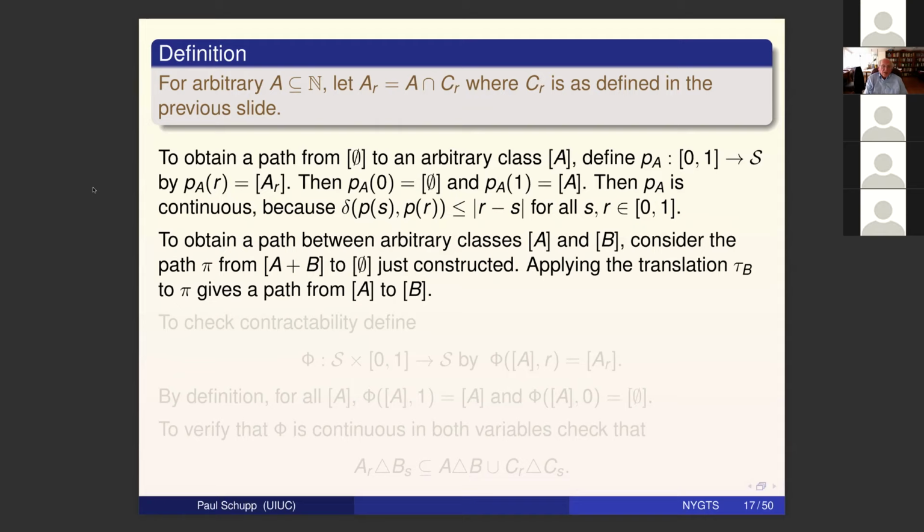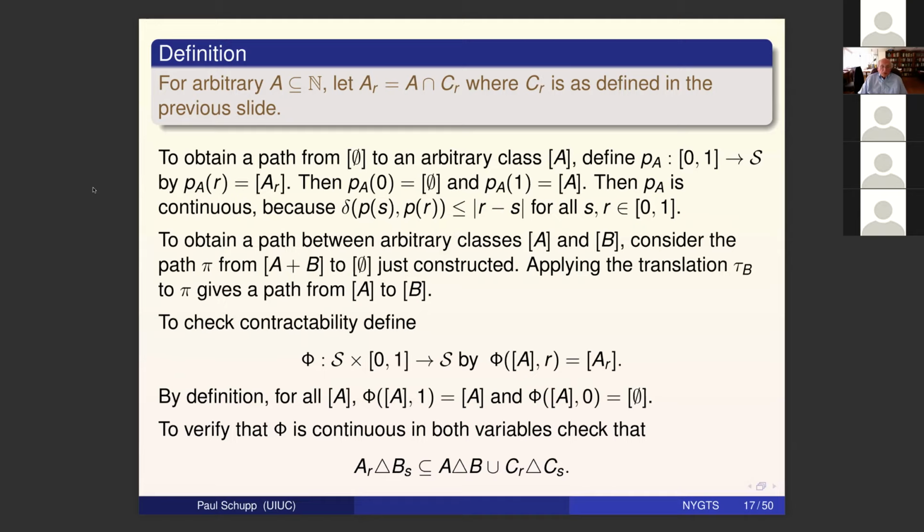Another point of these C's is that this is a uniform construction. Define capital Phi from S cross the unit interval to S by Phi(A, r) equal to the class of A_r. This has all the right values, and to check that it's continuous in both variables, you just note that the symmetric difference of A_r and B_s is contained in the union of the symmetric difference of A and B, and the symmetric difference of C_r and C_s. So if both of these are small, then the left-hand side is small, so it's continuous. Okay, that's a contraction.